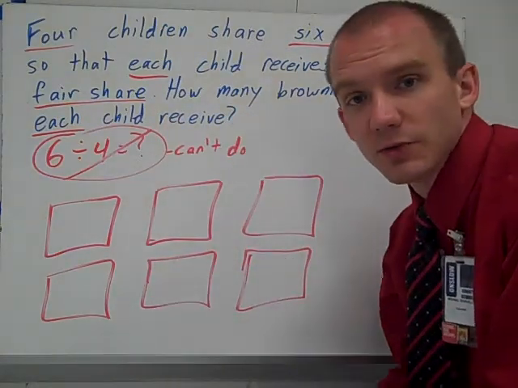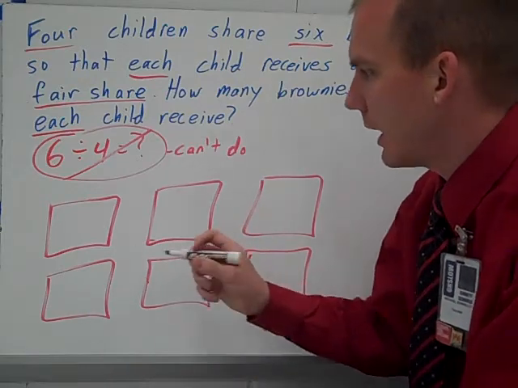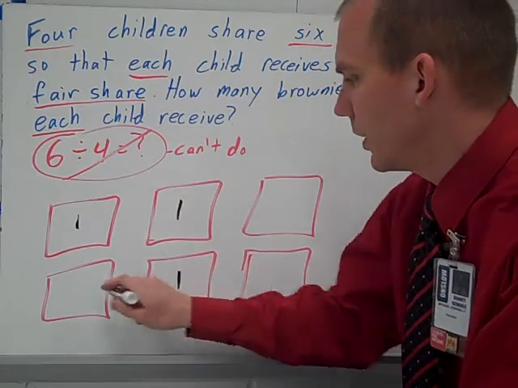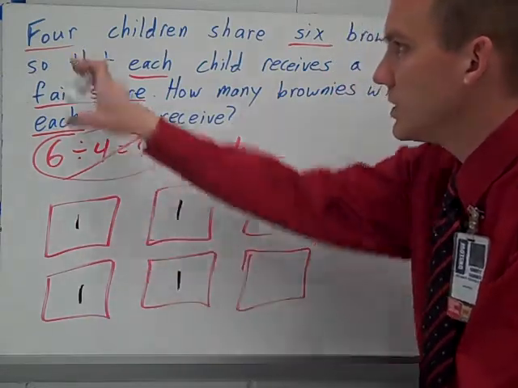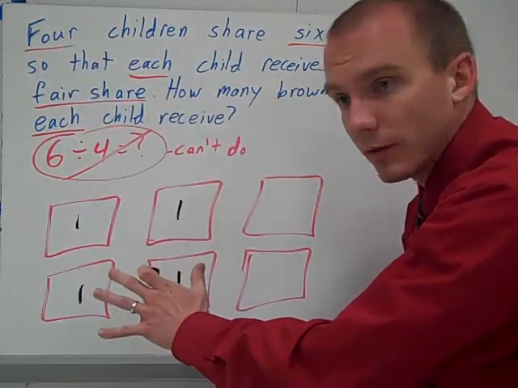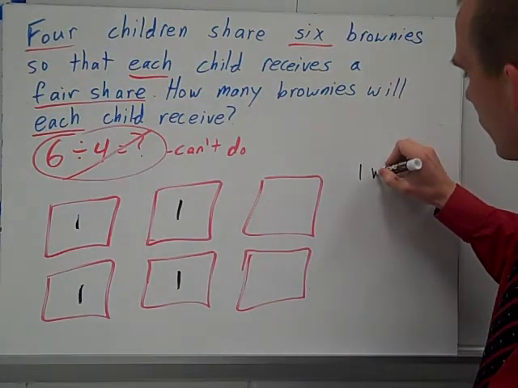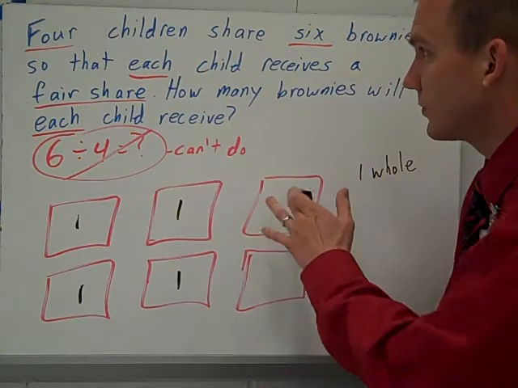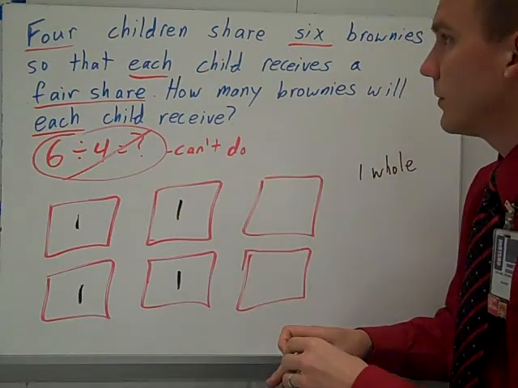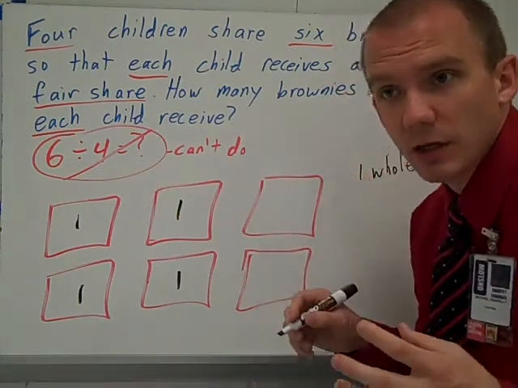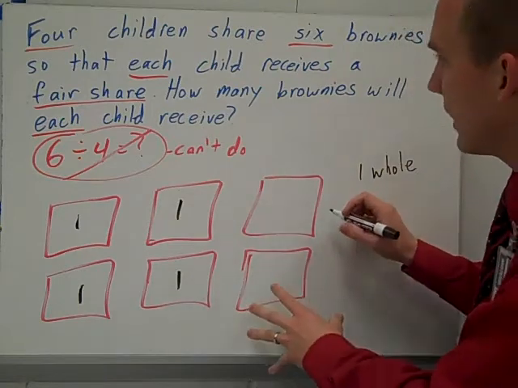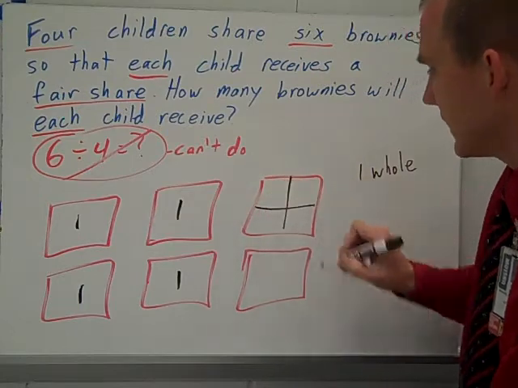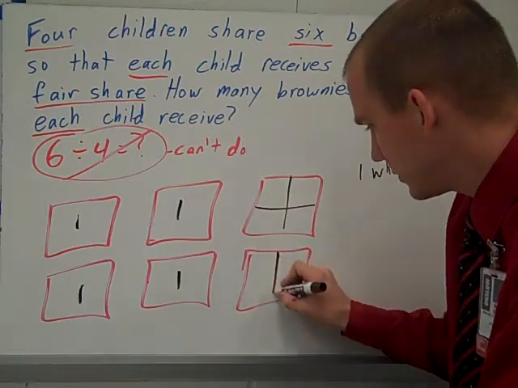So I have my 6 brownies drawn. Well, I could give each kid 1 brownie. So like 1, 1, 1, 1. Each of the 4 kids gets 1 whole brownie. So each kid's going to get 1 whole. And then I have 2 left. Well, there's 4 kids. Wait a minute, what if I split each brownie so that I have enough for 4? So I could do like that, split it into fourths.